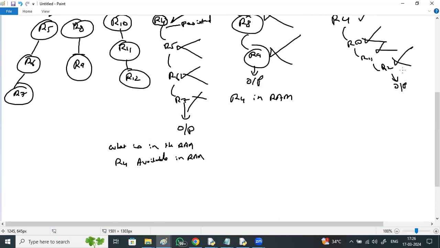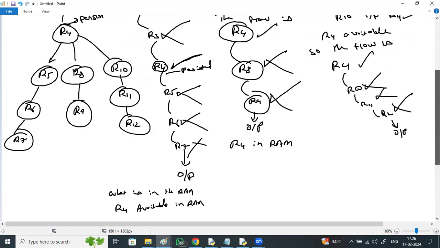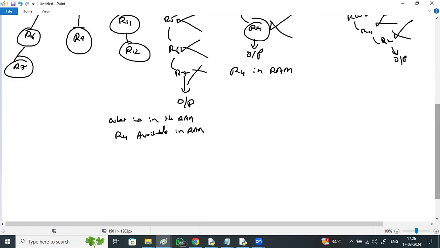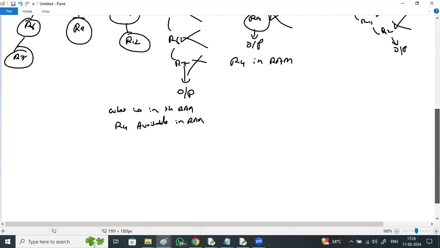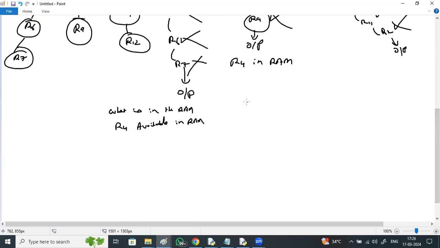Now all the flows execution is completed. Yeah, the action is complete. When all the flows execution is done, right? Yeah, we can remove it, R4. Forcefully removing R4 from the RAM.